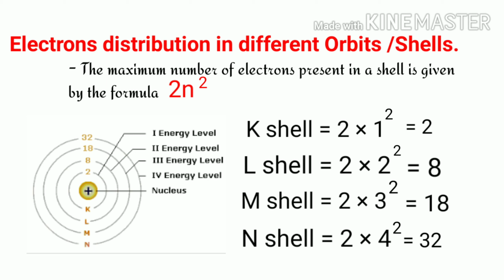Using this formula 2n², we can know the maximum number of electrons present in different shells. For example, the K shell has only 2 electrons, whereas the L shell has 8 electrons, the M shell has 18 electrons, and the N shell has 32 electrons.